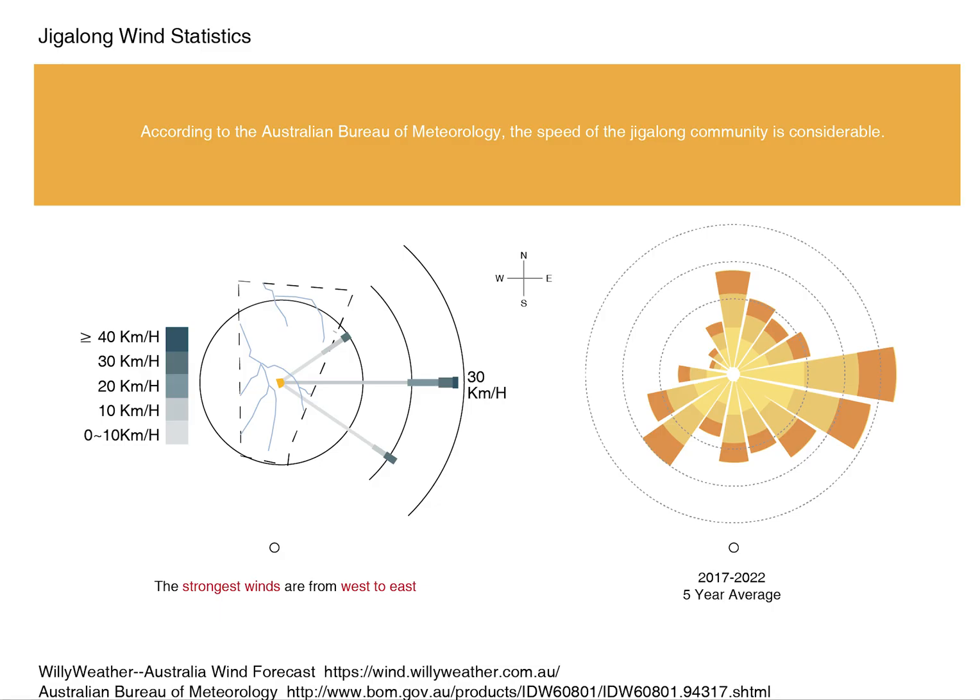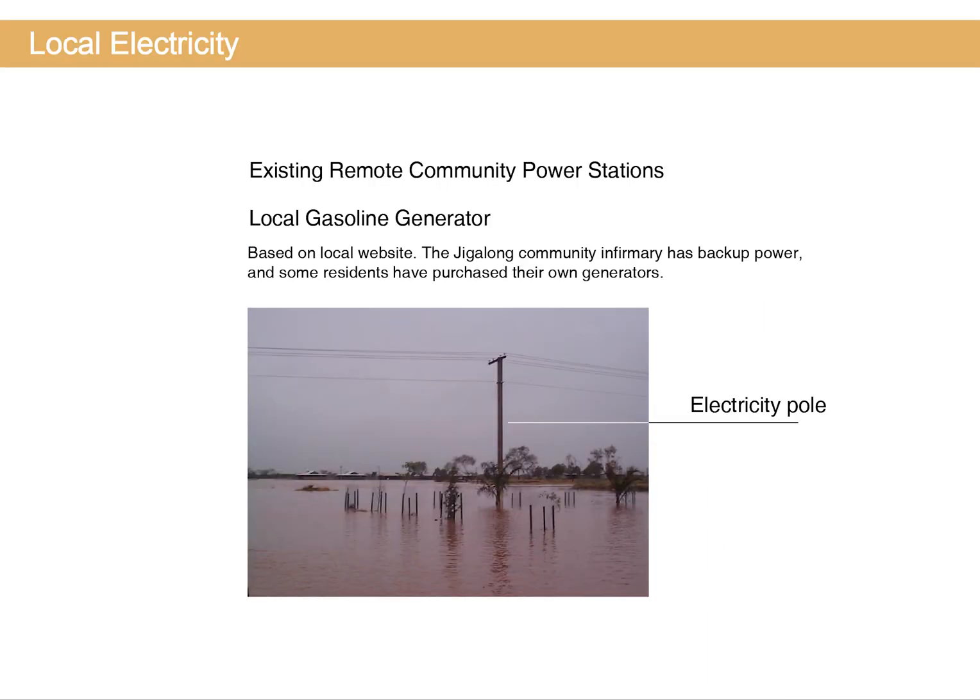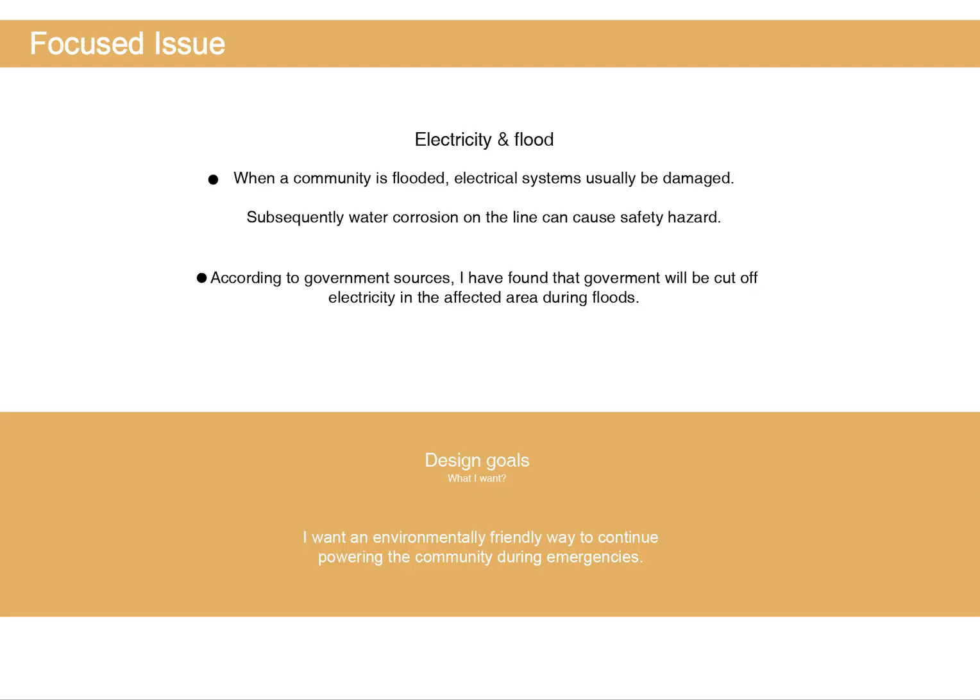Then I checked Jigalong's wind monitoring report on a government website. Going through the local official website and records of government construction projects, I found out that the local community hospital has a small diesel generator. Locals use diesel generators to deal with emergencies when power is cut off by flooding. Now I have more specific goals, and these are my design goals.